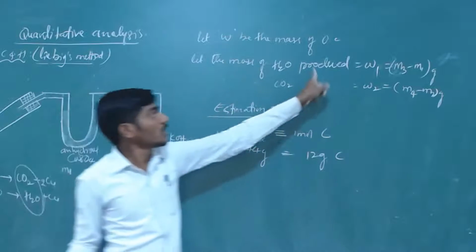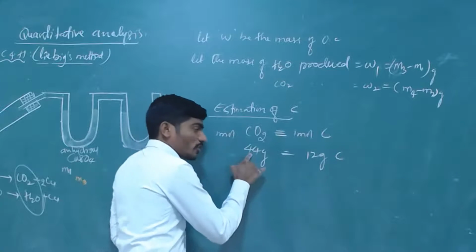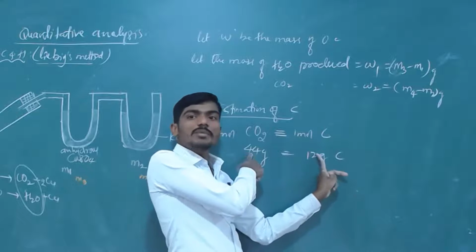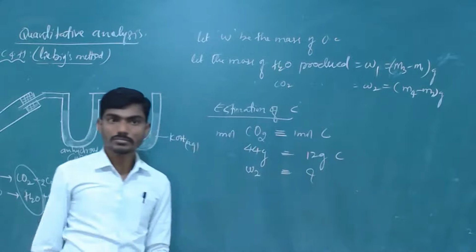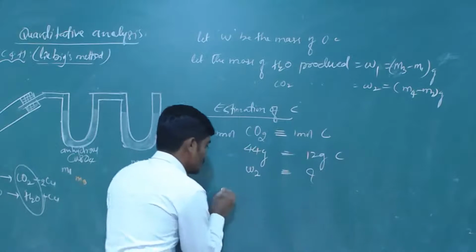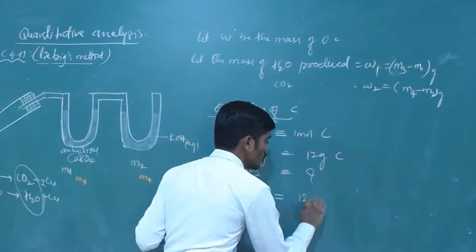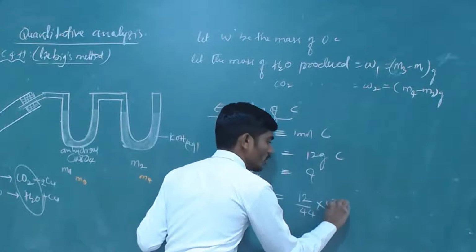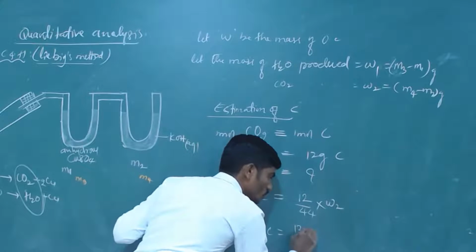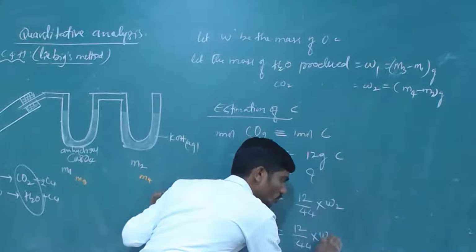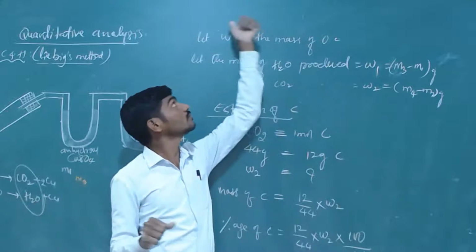Now during this experiment, how much carbon dioxide is evolved? Carbon dioxide, that is W2. So for 44 gram of carbon dioxide, 12 gram of carbon is present. So for W2 gram, how much carbon is present? The mass of carbon in the given organic compound is equal to 12 by 44 into W2. Then what is the percentage? Percentage of carbon is equal to 12 by 44 into W2 into 100 divided by total mass. Total mass is W.